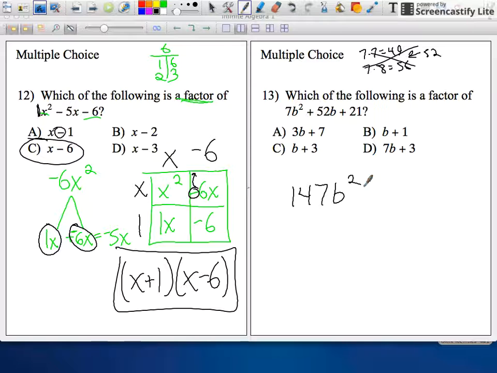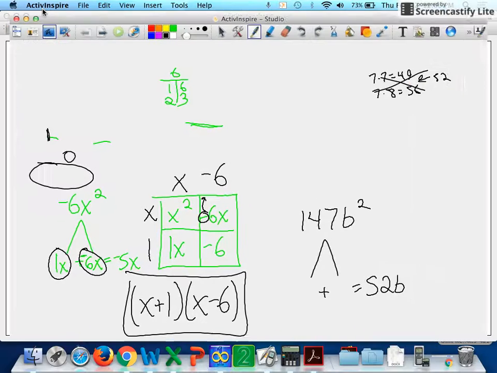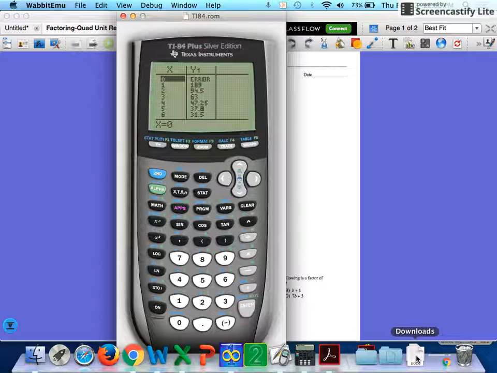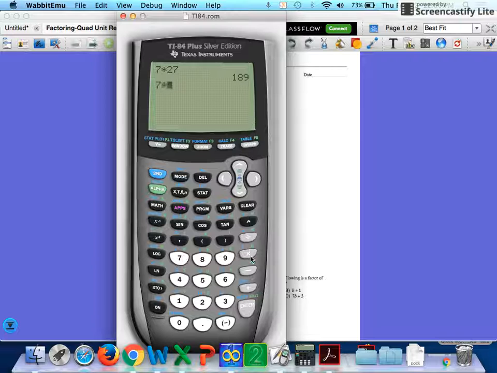But judging from my last problem that I tried to do that on, I know I'm going to hop over in my calculator and check it. Plus, I don't want to have to find all the factors of 52 by myself. I want to let my calculator help with that too. Okay? So what we were doing was 7 times 21. It was 147. We want factors of 147 that add to be 52.